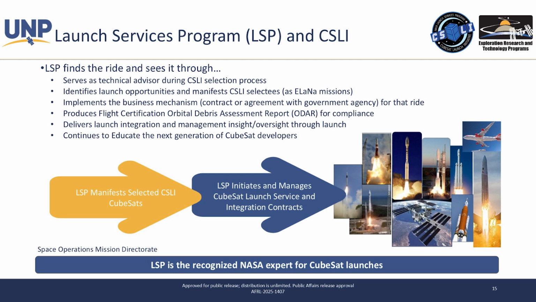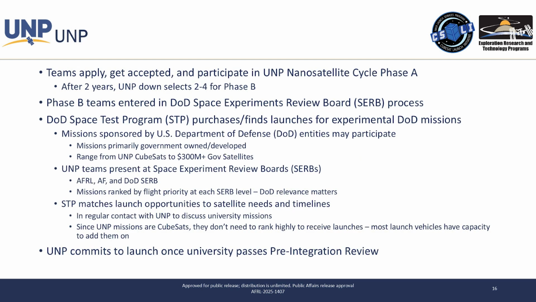The bottom right there, you can see all the launch vehicles we have launched CubeSats on. We pretty much will launch on anything that says and swears that it can get you into orbit. Because like I said, we have a limited budget and we have to stretch that budget as much as possible. And here's where I will turn it over to Jesse to talk UNP manifesting.